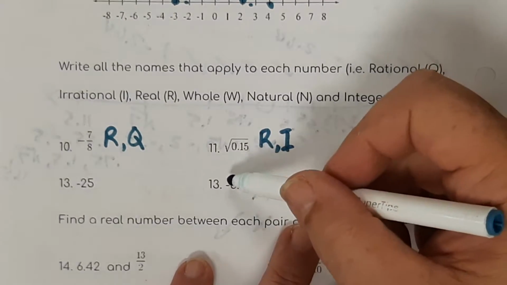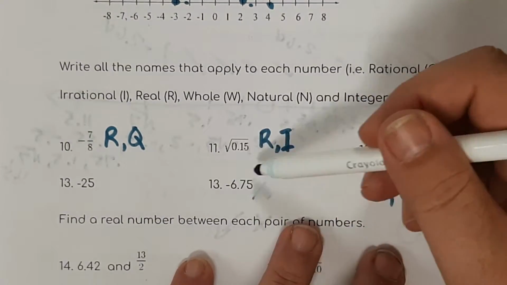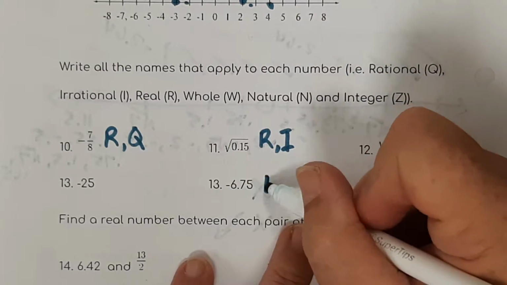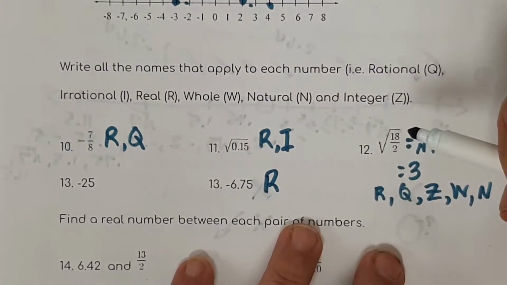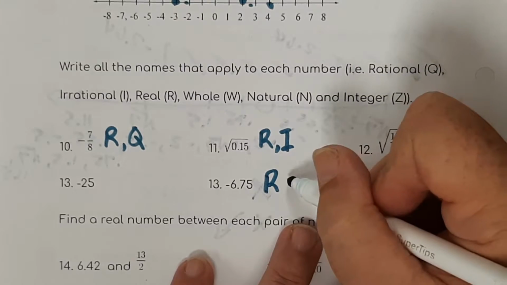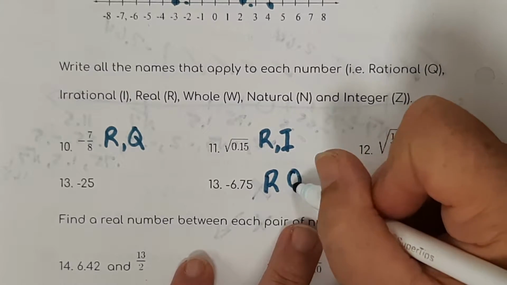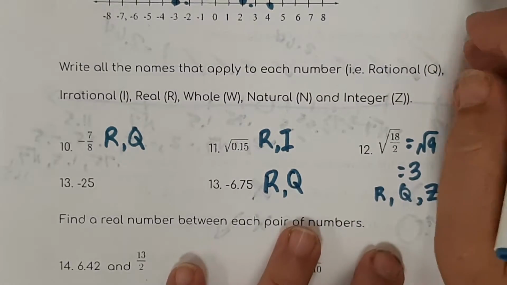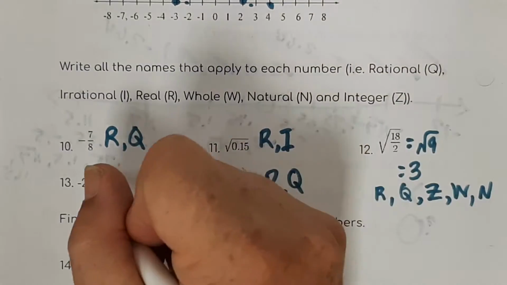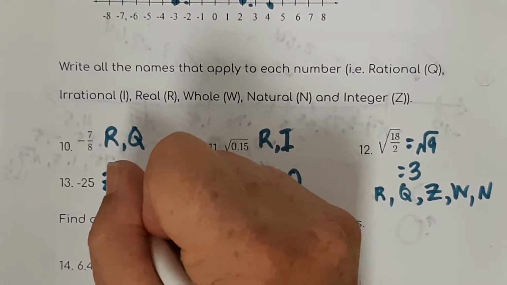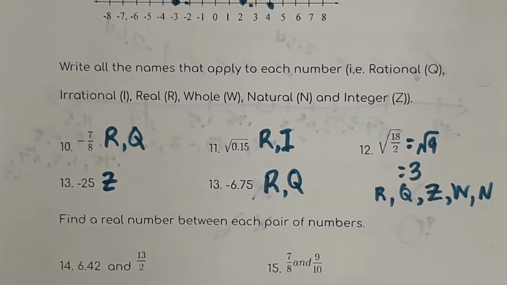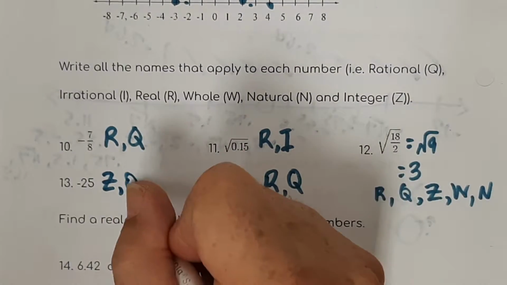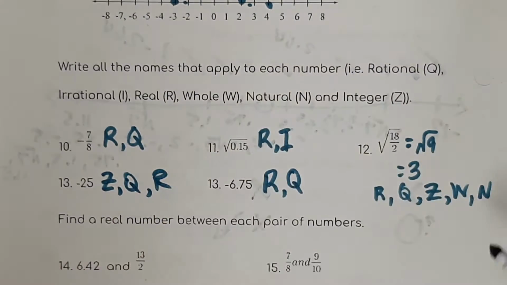Now, this here, because it's a decimal, we know it's either rational or irrational. It looks rational to me because it terminates. It's not an integer. And so we basically have rational, Q, and real. -25 is an integer. It's not whole or natural because it's negative. It's also rational and real. So that's basically how these go here.